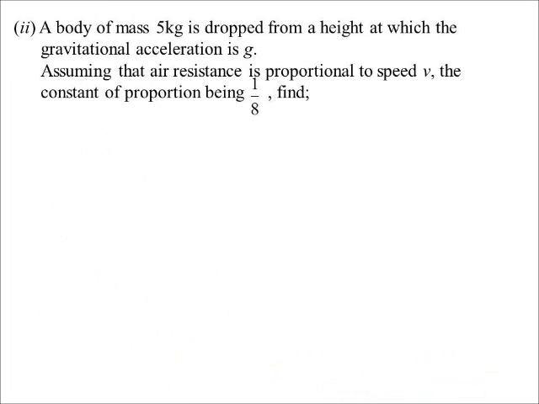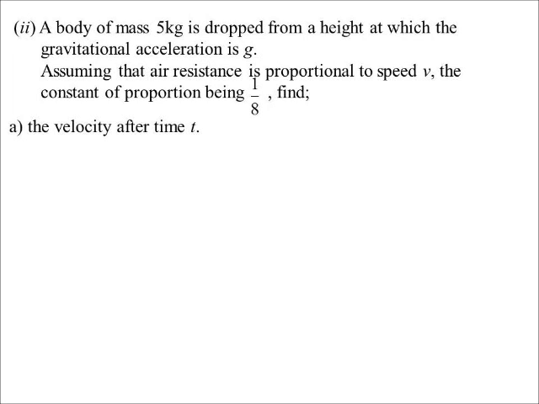All right, let's try another one. This time we're going to be going down. Body of mass, they've told us the mass this time, 5 kilograms, dropped from a height at which the gravitational acceleration is g, assuming air resistance is proportional to the speed v, that constant of proportion is an eighth. Find the velocity after time t.